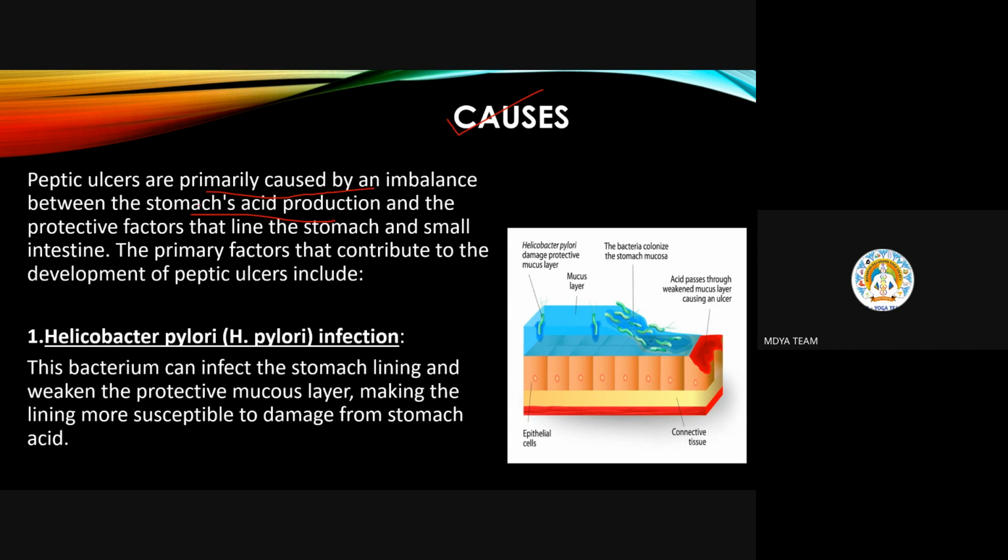So, it is caused by an imbalance between the stomach acid production, how much acid is produced by the stomach, and the protective factors that line the stomach and small intestine. The primary factors that contribute to the development of peptic ulcer, we'll see ahead. But first, we'll understand this.